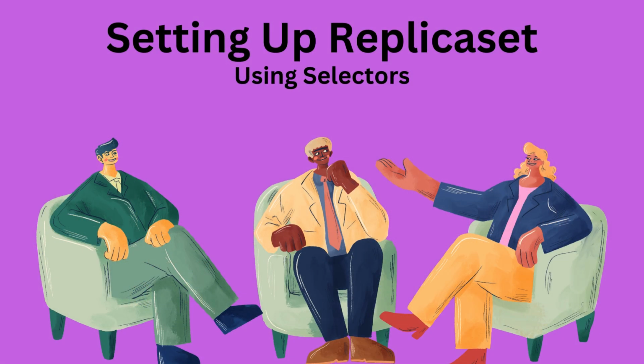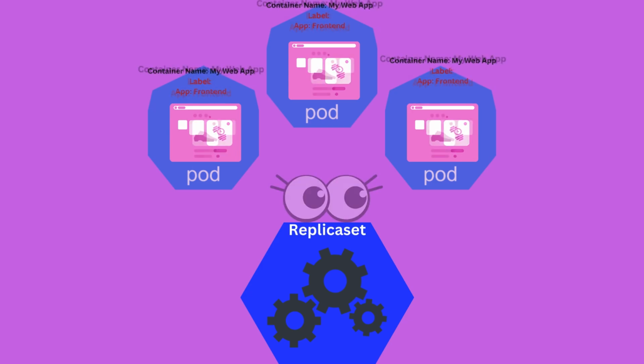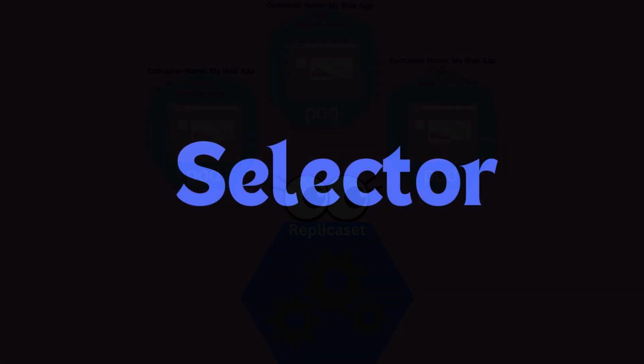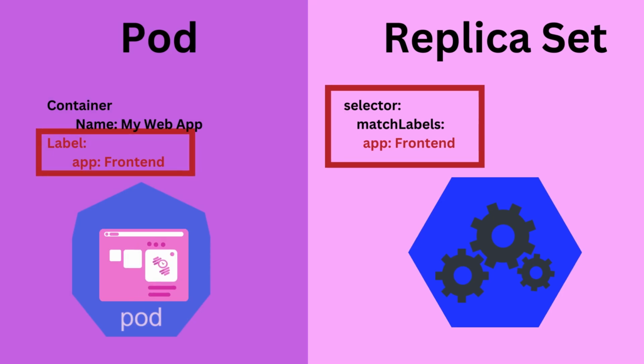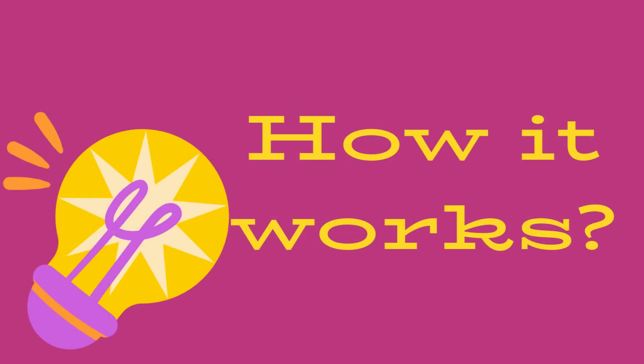Now you can set up a replica set with selectors. To make sure there are always three front-end pods running, you use a replica set. The replica set's job is to keep an eye on the pods with a specific label, in this case, the ones labeled app equals front end. Selector: the replica set uses the selector to look for pods with the label app equals front end. This means it is watching all the pods that are identified as front end. Then you define the desired number of pods. This means that you tell the replica set that you want three front-end pods, and you use the property replicas for that.